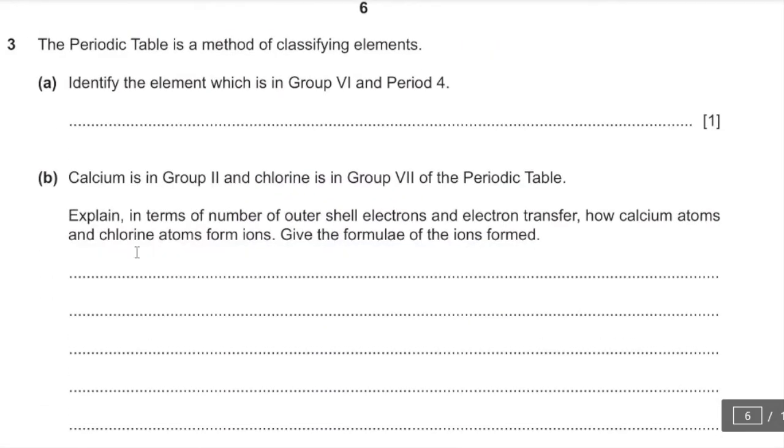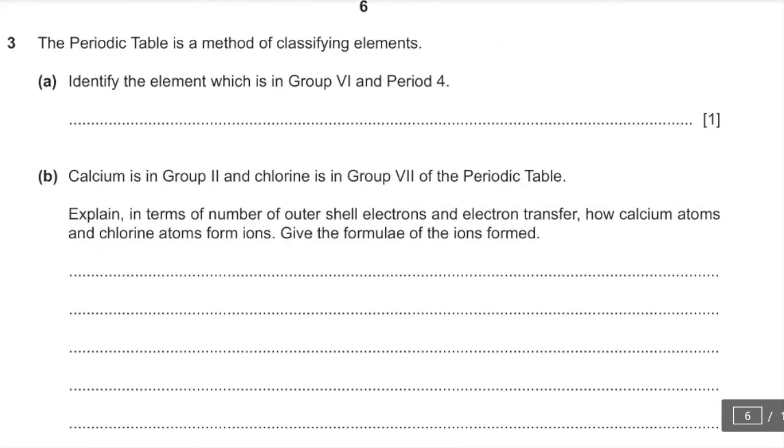Moving on to question number 3, the periodic table. The periodic table is a method of classifying elements. Identify the element which is in group 6 and period 4. That is selenium. Groups are arranged vertically and periods are arranged horizontally.